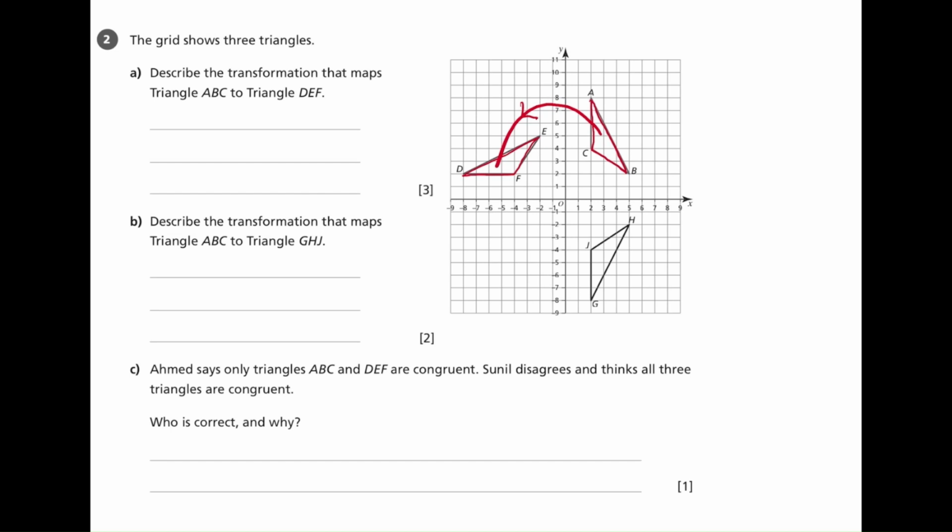So we have a rotation 90 degrees anti-clockwise. There are 3 marks available. So far, rotation will score us 1, and 90 degrees anti-clockwise will score us another 1. To get all the marks, we have to write down the center of rotation.